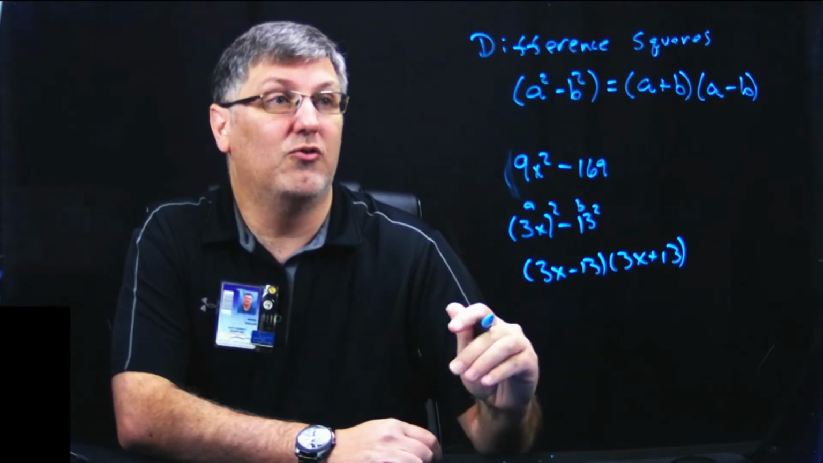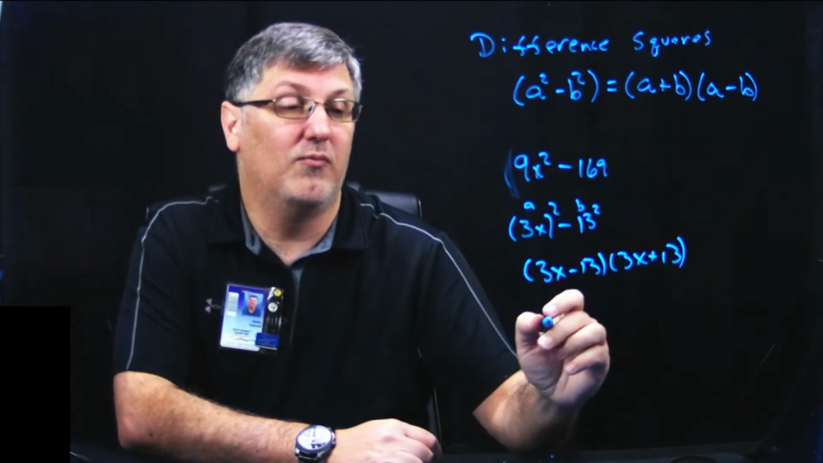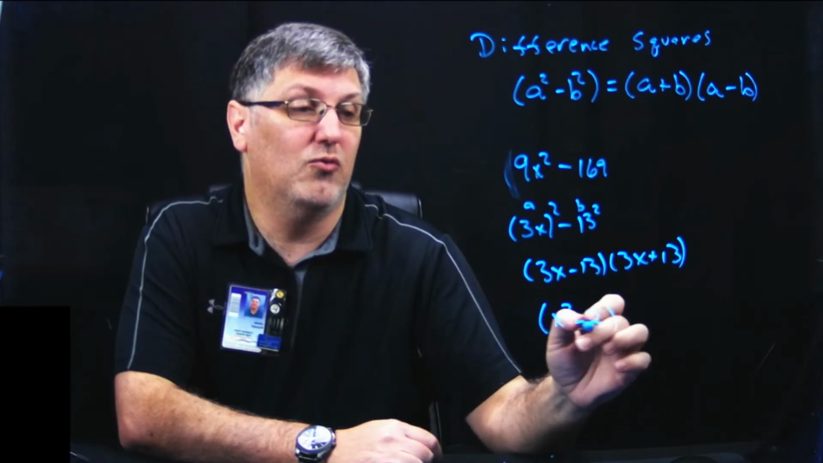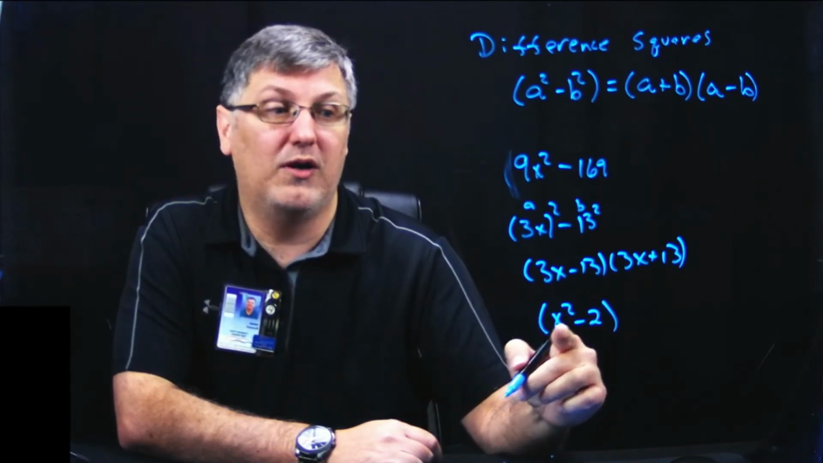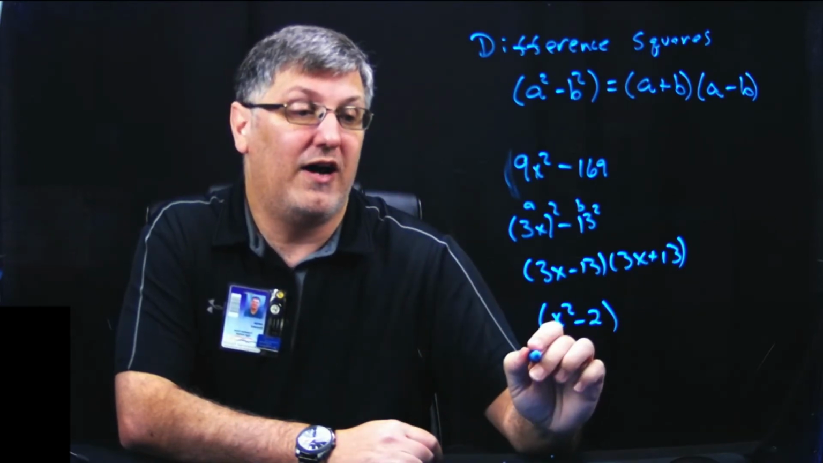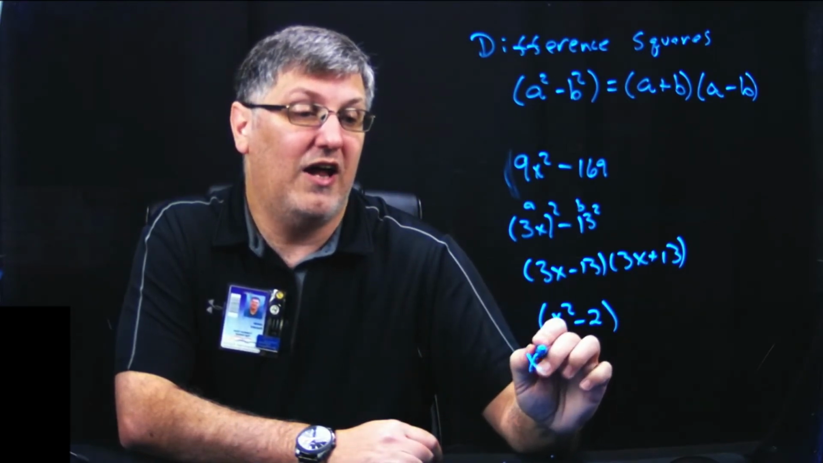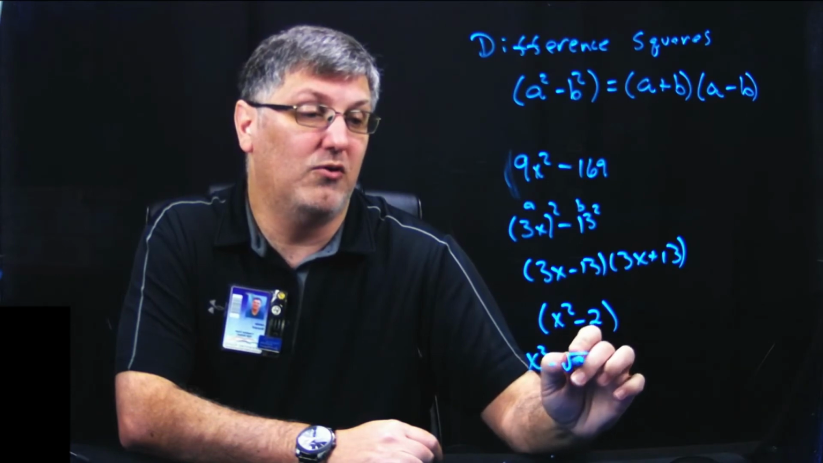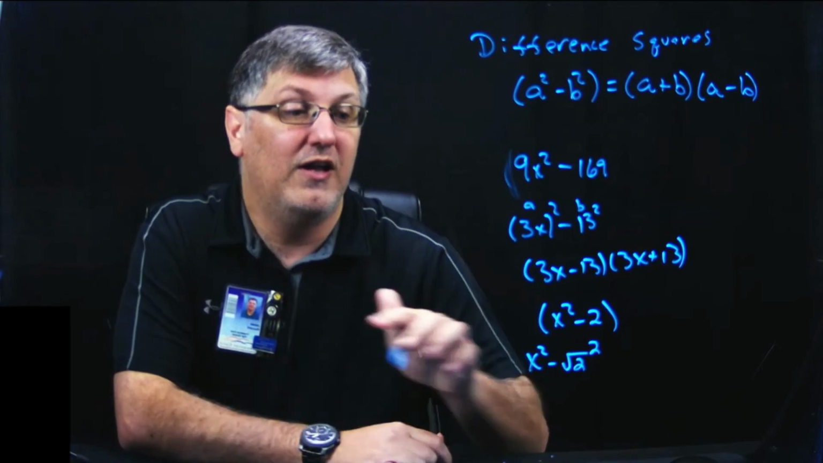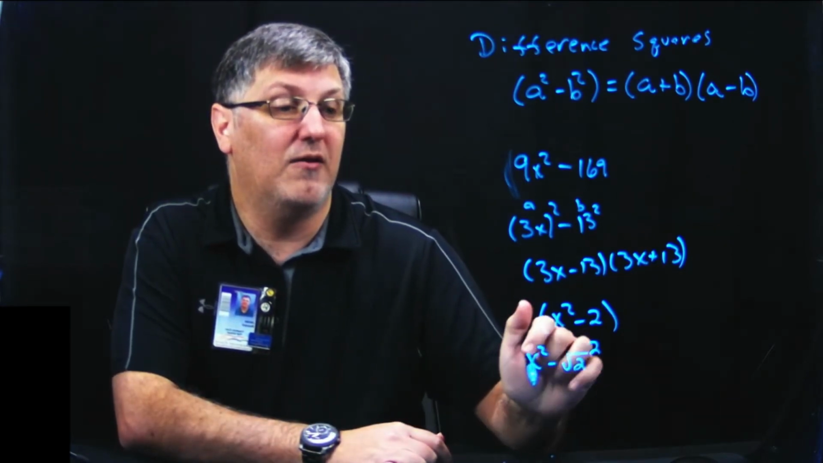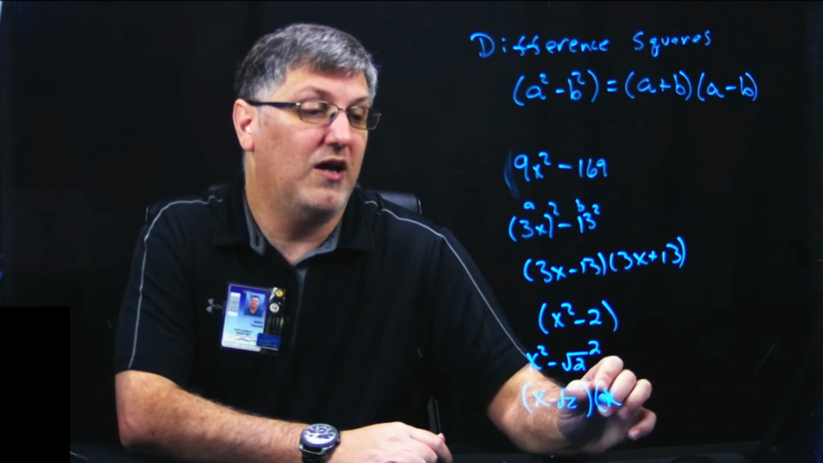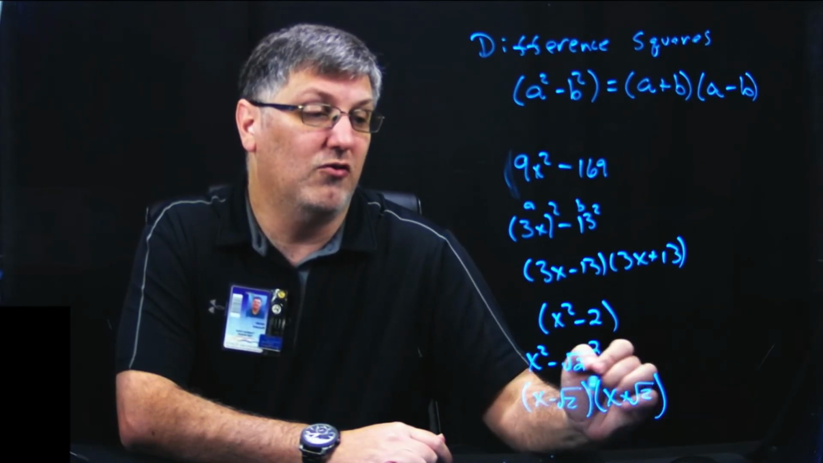We can also do this whole idea when we have something like, say, x squared minus 2. Well, x squared is a perfect square, but 2 is not. But I can make it a perfect square. I can actually say x squared minus the square root of 2, squared. I kind of force it into being a perfect square. In that case, now I do have an a and a b, and this would factor to (x minus the square root of 2)(x plus the square root of 2).